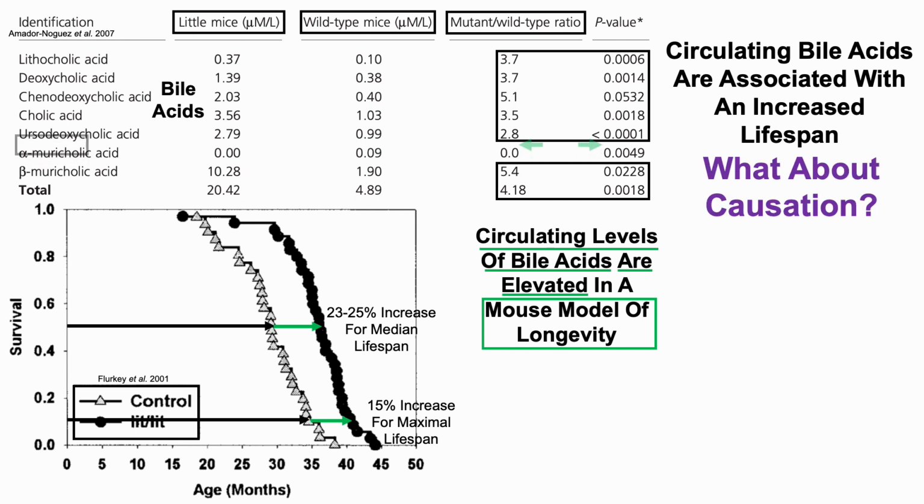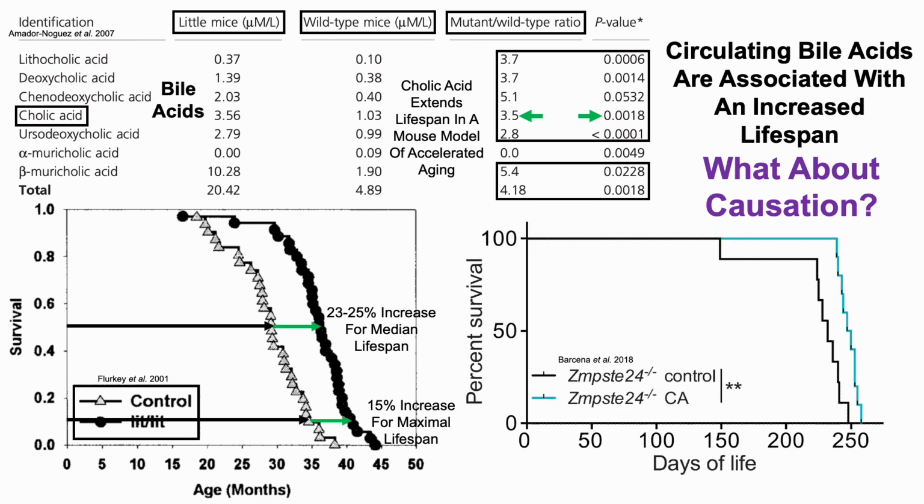So what about causation? In an earlier video, we saw that one of these bile acids, the primary bile acid known as cholic acid, was significantly higher in the dwarf mice, 3.5-fold higher when compared with wild type. And cholic acid on its own extends lifespan in a mouse model of accelerated aging, which is what we can see here.